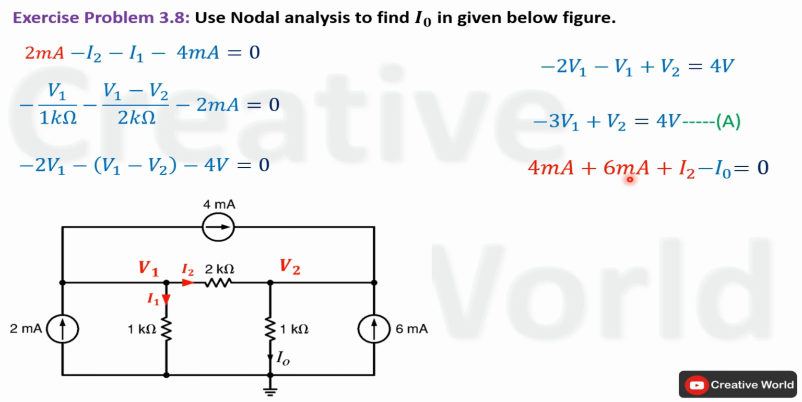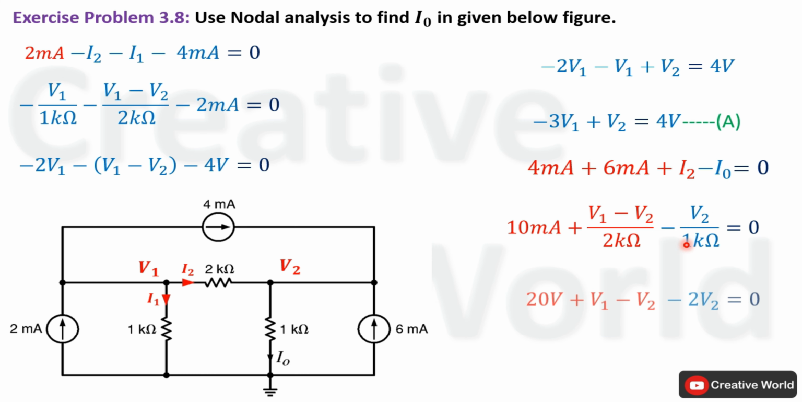Now we have to add these two currents together and replace these two currents with their respective equations. Current I2, as we have calculated in previous step, is equal to V1 minus V2 divided by 2 kilo ohm, while current I0 is equal to V2 divided by 1 kilo ohm, voltage across this resistance divided by the value of resistance.